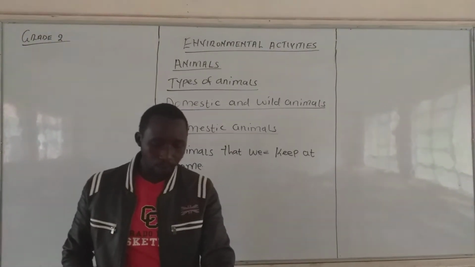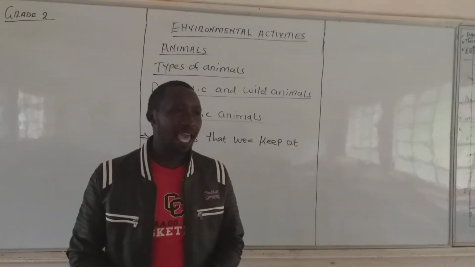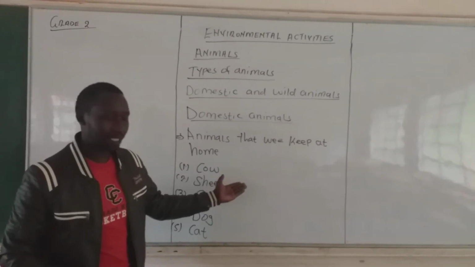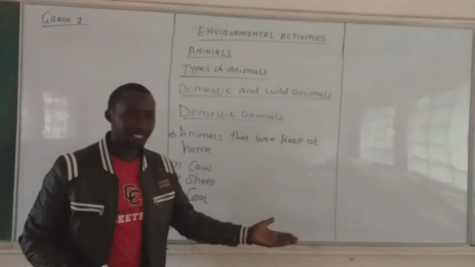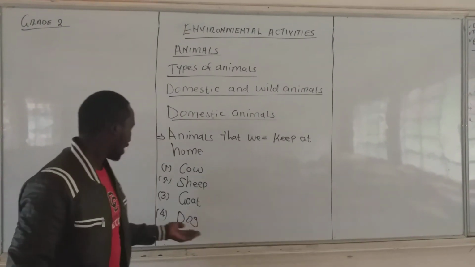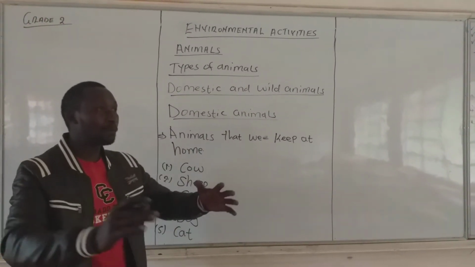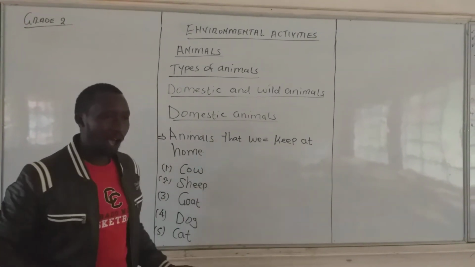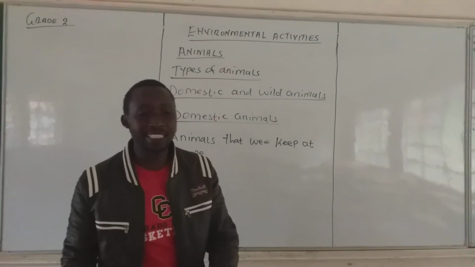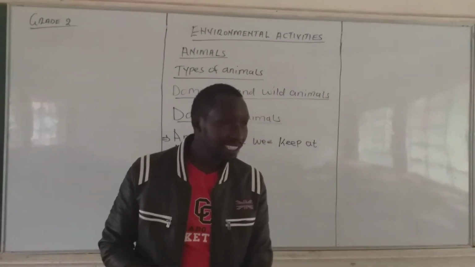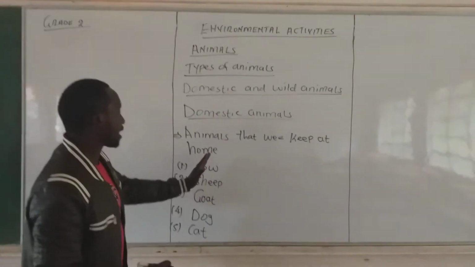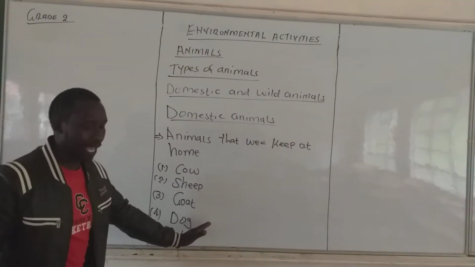Most of these animals help us in one way or another. Like cow, they give us milk. Sheep, meat. Goat, they give us milk and meat. Dog, it helps in keeping the security of the house or at home. Cat, they catch rats. Excellent. So these are examples of domestic animals.